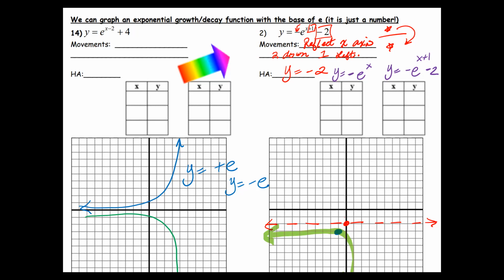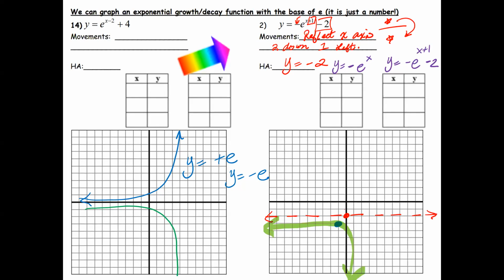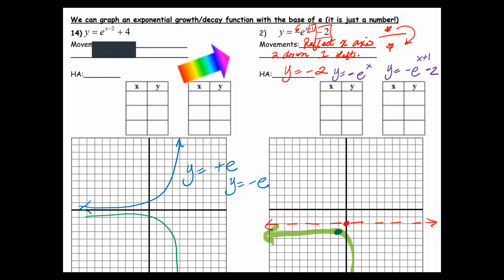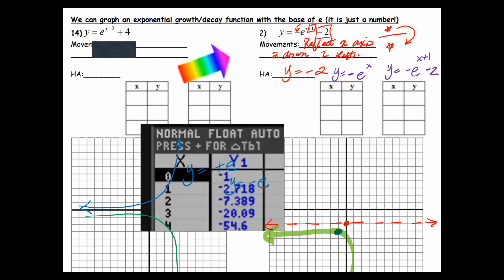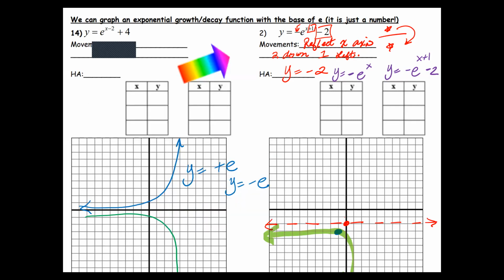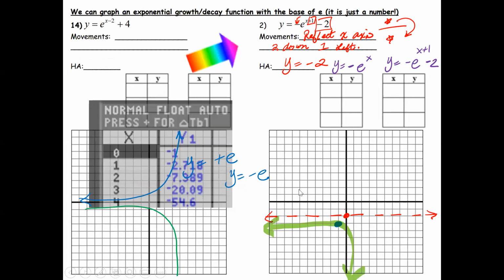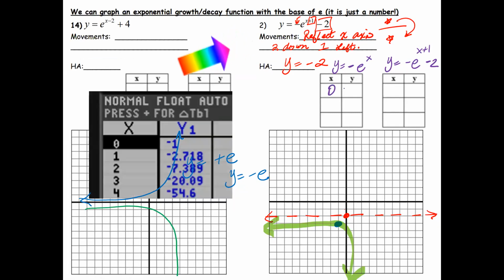So then for my first table, what I'm going to do is I'm just going to go ahead and take this, paste it over here. Like so. Okay, so now that I have that, I'm going to say when x is 0, it is negative 1. When x is 1, it's a negative 2.718. Negative, when x is 2, it is going to be negative 7.389.